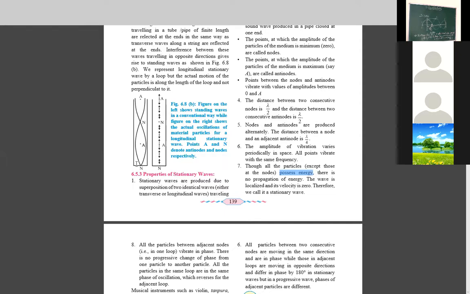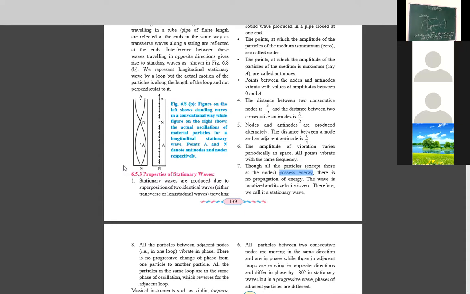Point number 8. All particles between adjacent nodes vibrate in phase. There is no progressive change of phase from one particle to another particle. All the particles in the same loop are in the same phase of oscillation, which reverses for an adjacent loop. Okay.